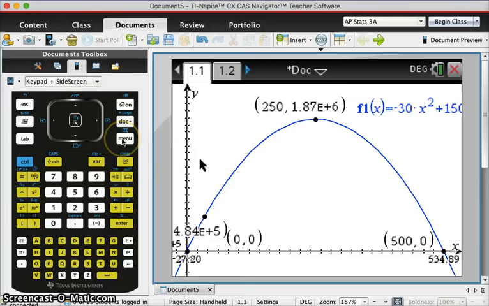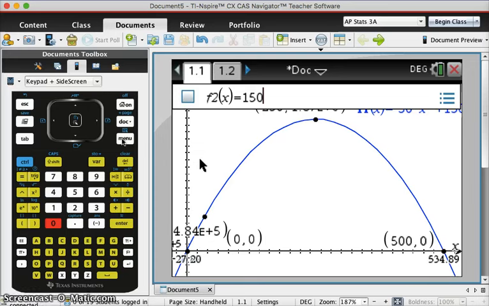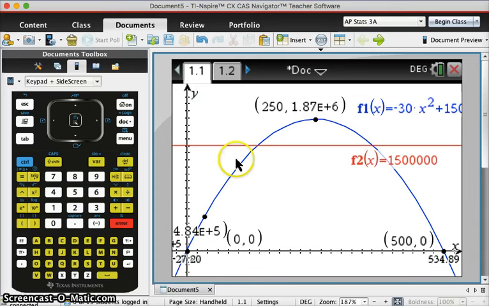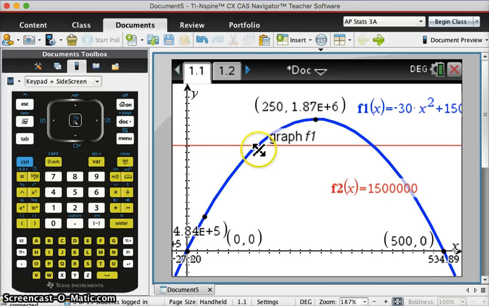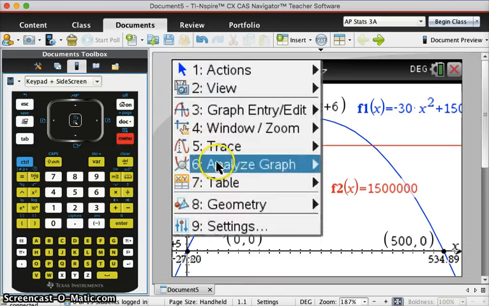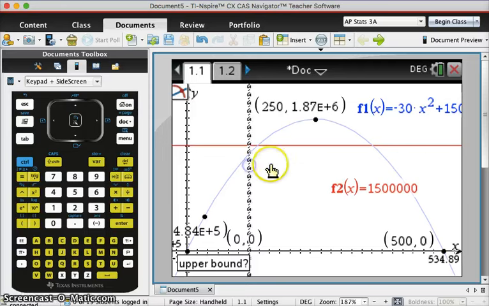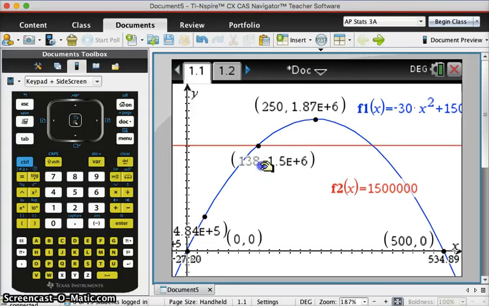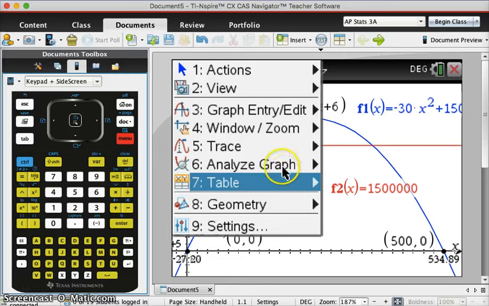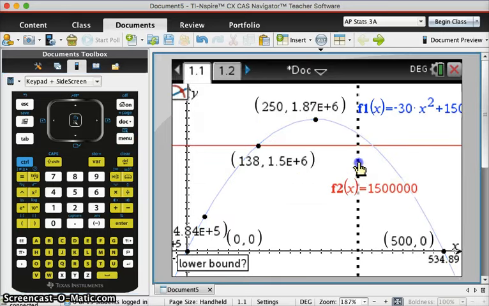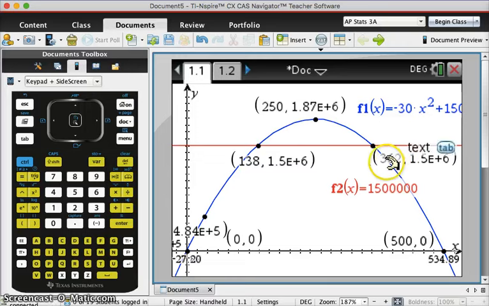Let's try this. Let's do a 1.5 million horizontal line and see what we're talking about. So we're talking about between this point and this point, what's this range of x values where they're going to make at least 1.5 million or more. So really what I want to know is, where are these intersection points? Sorry, trying to talk fast here so I don't run out of time like last time. So there's one at 138, and I could get that other one just algebraically once I know one, because they're symmetrical. But anyway, between 138 and 362.